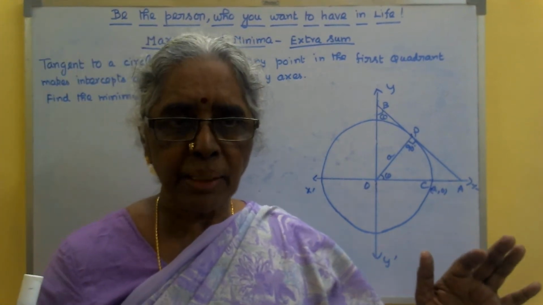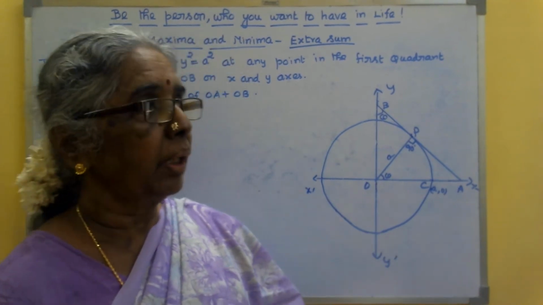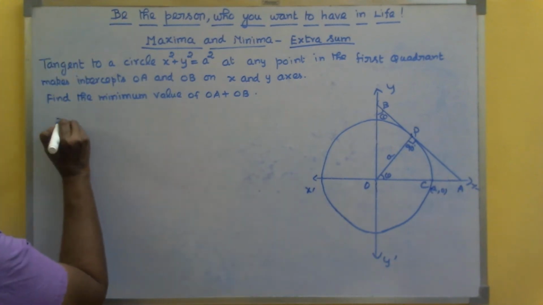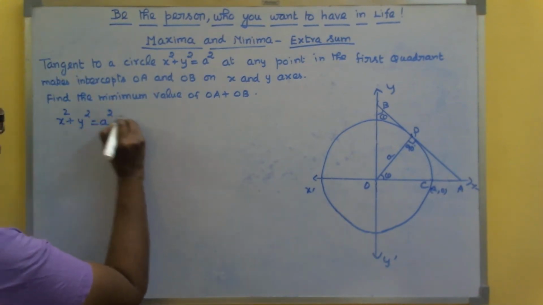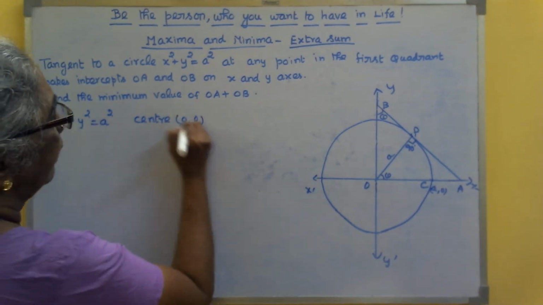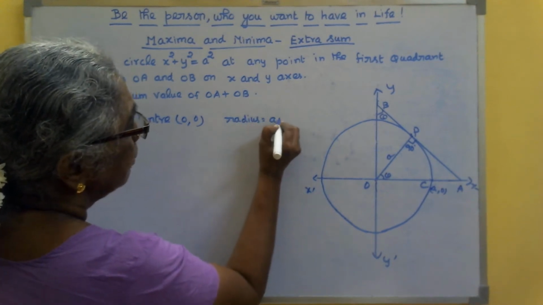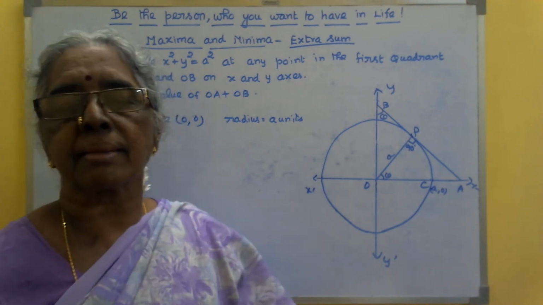First let me explain to you certain basics before proceeding to the sum. Now a circle equation is given, that is x squared plus y squared is equal to a squared. You know the center of this circle is (0, 0) and the radius is equal to a units, right? Because this is a straight formula which you have studied in your lower classes.